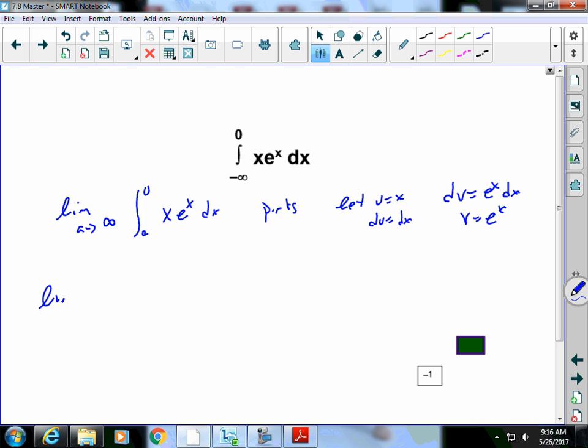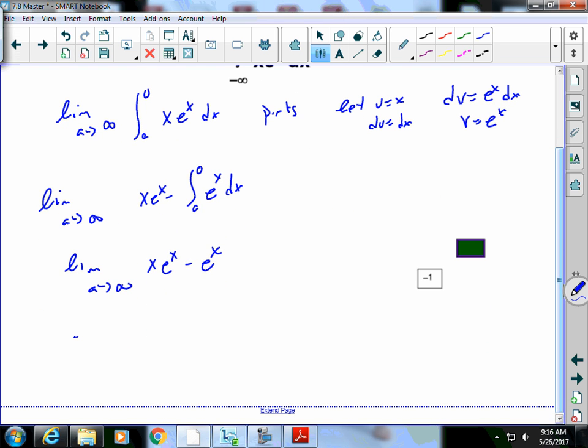So I'm going to look at the limit as a approaches infinity. We haven't done a whole lot of parts problems, so it's probably a good idea to practice u times v, x e to the x, minus the integration of v du, e to the x dx. This is an easy integration. And by the way, this is from a to 0. x e to the x minus e to the x. We're going to evaluate this real quick.